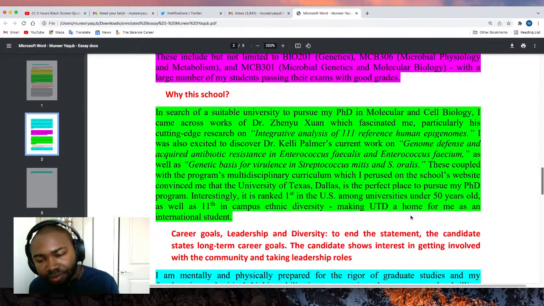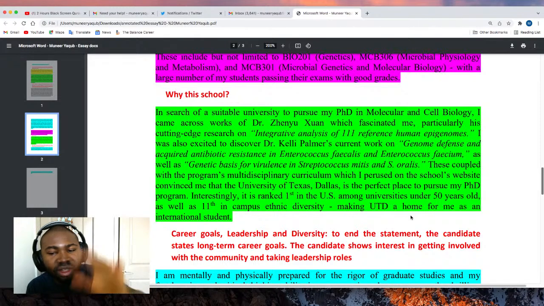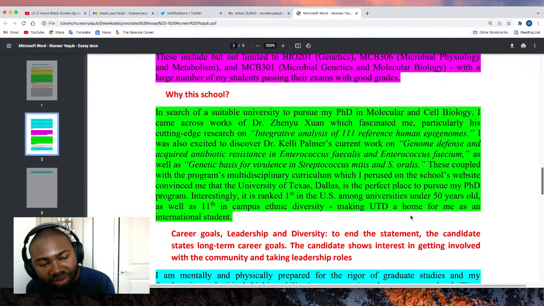So information about the school is always on the website. If you are trying to explain why this school, don't formulate anything from your head. Just go to the school's website and read. Of course, they will hype themselves on their website. So go and read through those hypes and include it here. Now, what I did here, I said it was ranked first in the US among universities under 50 years old. That was a pretty good reason to say you want to go to a school.